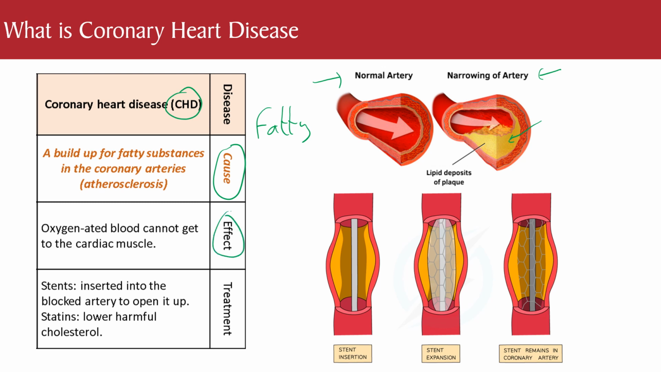The effect of a build-up of fat in your arteries is that oxygenated blood can't get around. If blood can't get to the cardiac muscle, then eventually your cardiac muscle isn't going to have enough oxygen, and then you could potentially get coronary heart disease. Now, there are two main treatments. You've got stents and you've got statins. Statins are a kind of food substance that lowers harmful cholesterol.